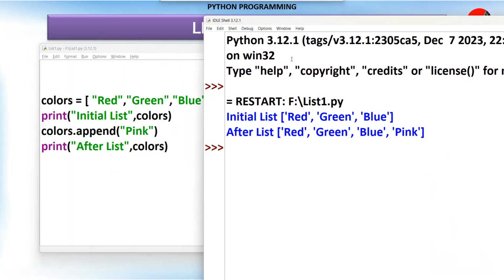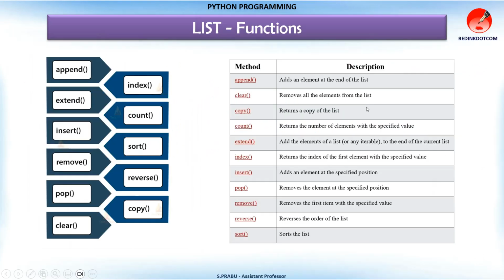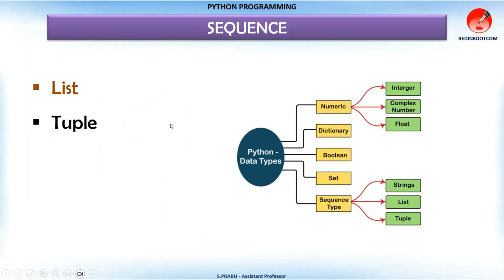So the initial list contents are red, green and blue. Then after the append function, the new color is added at the end of the list. So in this way, you can use any of these functions in the list to achieve the required operations depending upon the problem statement. You can practice the remaining functions in the list. We can move to the next topic called tuple.